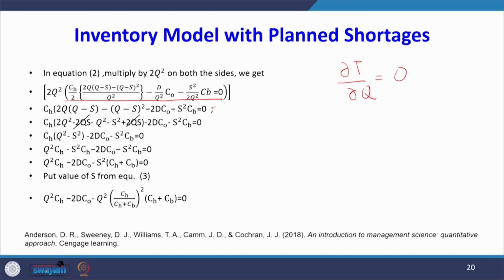So, when you take C h on the left hand side, it will become q square minus s square, because 2 q squares minus q square leaves 1 q square minus s square, then minus 2 d c naught minus s square C b equal to 0. So, bring this C h inside, it will become q square C h minus s square C h minus 2 d c naught minus s square C b equal to 0. I am grouping: q square C h minus 2 d c naught minus s square, because s square is common, times C h plus C b, equal to 0.